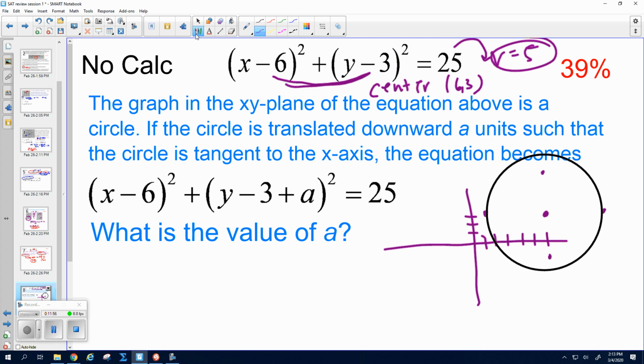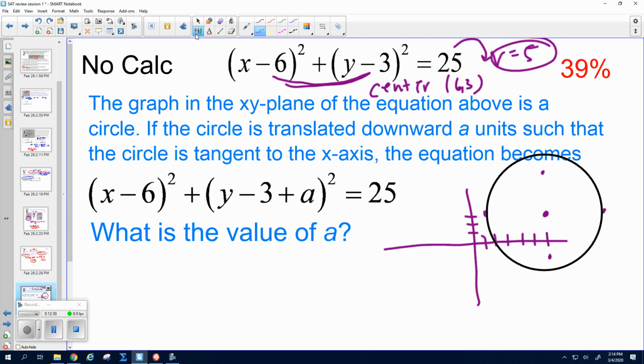Now, what does this actually say? The graph in the xy plane of the equation above is a circle. If the circle is translated downward a units, such that the circle is tangent to the x-axis. So you have to know what tangent means. What does it mean? It means touching, just touching it, okay? So you need to translate that so that it's touching the x-axis. Then the equation becomes, what is the value of a?